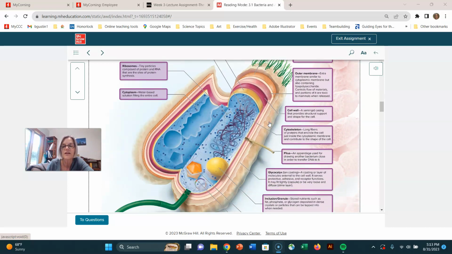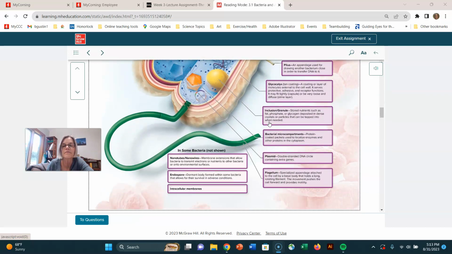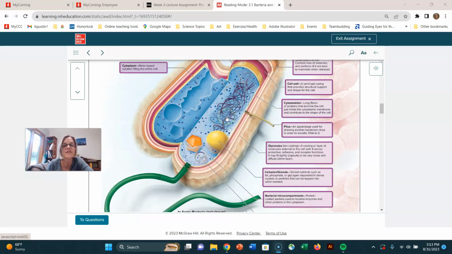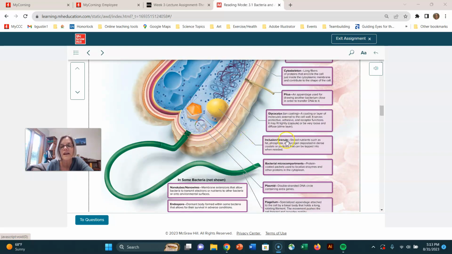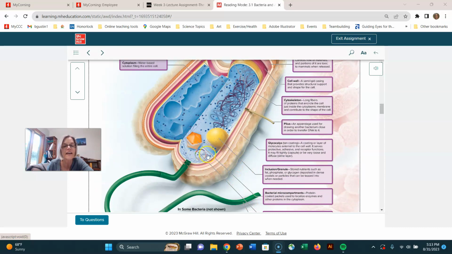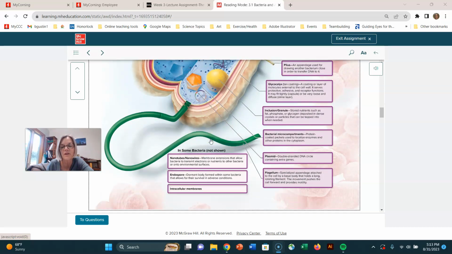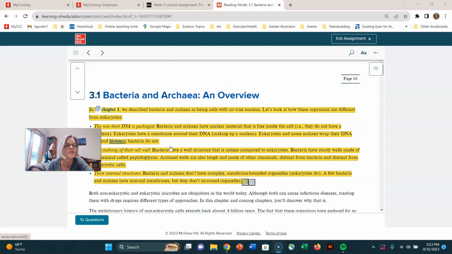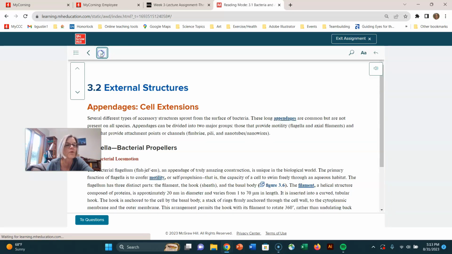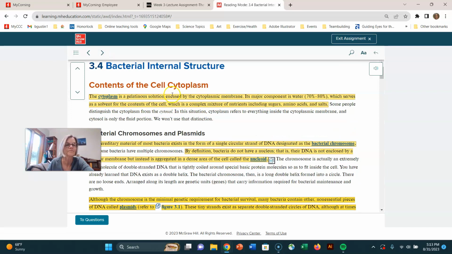What else are we going to talk about? I'm going to mention the concept of inclusions, which are just chemical deposits in a cell. Plasmids are actually little pieces of DNA. What you know about DNA, the double helix, the plasmids are also little pieces of DNA, and I'll try to help you understand why that's important. And finally, the last thing we're going to talk about is endospores. So let's go back to section 3.4.